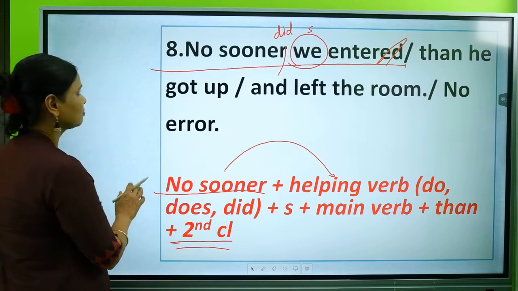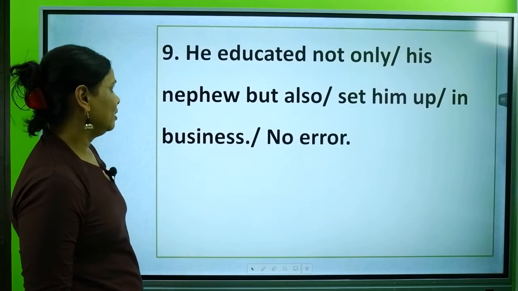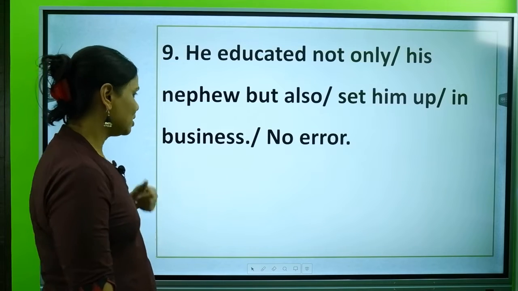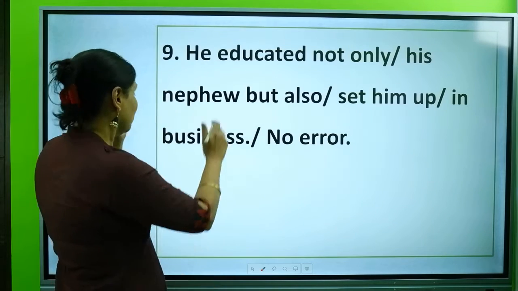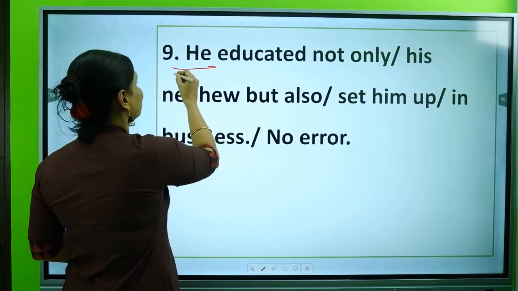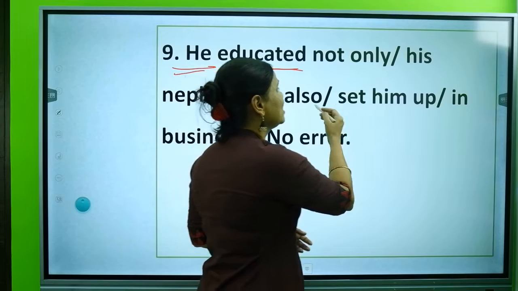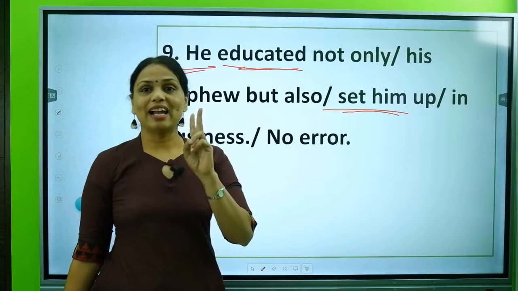Next, number 9. He educated not only his nephew but also set him up in business, no error. Here, who is the subject? He is the subject. What has he done? He has educated his nephew and set him up. He has done 2 actions.